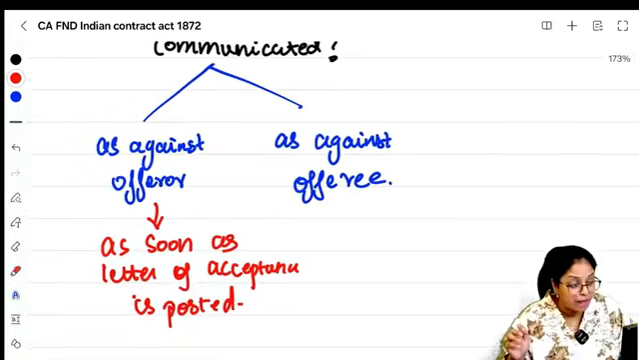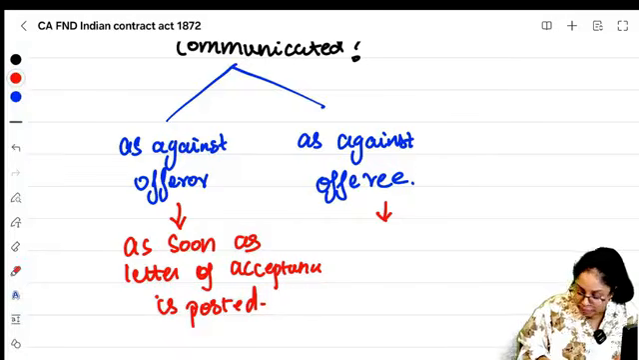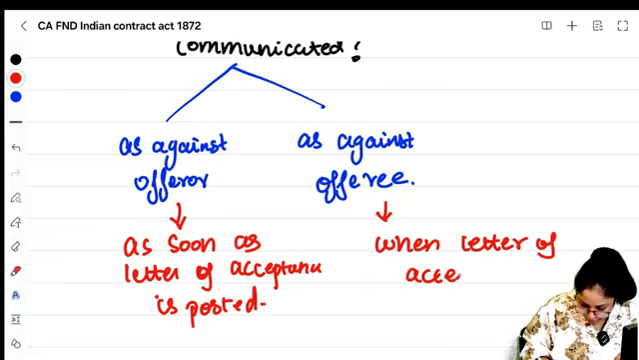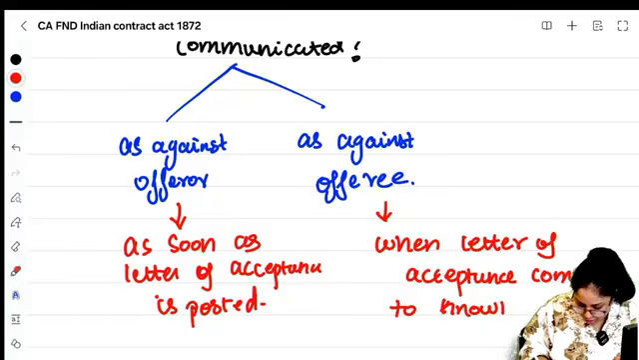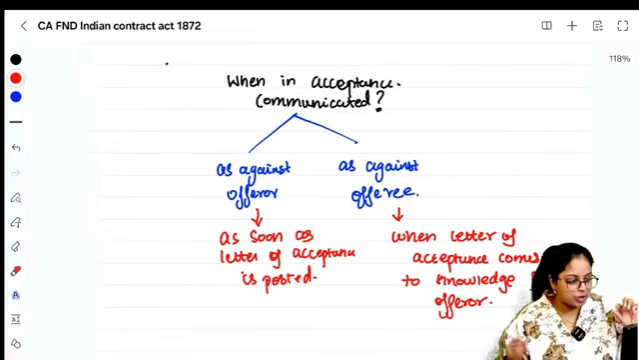That is 10th of March in our example. Whereas as against the offeree, he becomes bound when the letter of acceptance comes to the knowledge of the offeror. இத படிச்சு புரியுதான்னு மட்டும் சொல்லு.